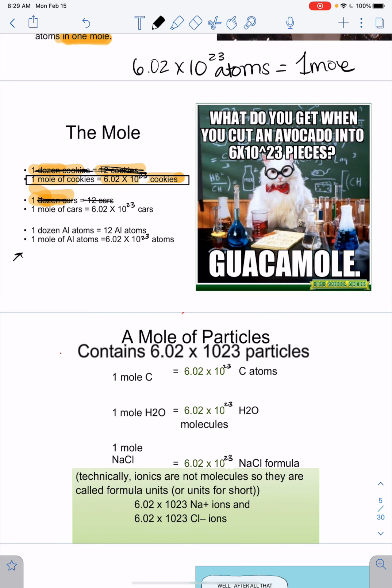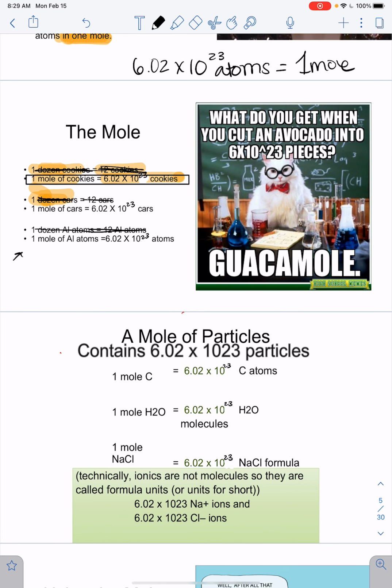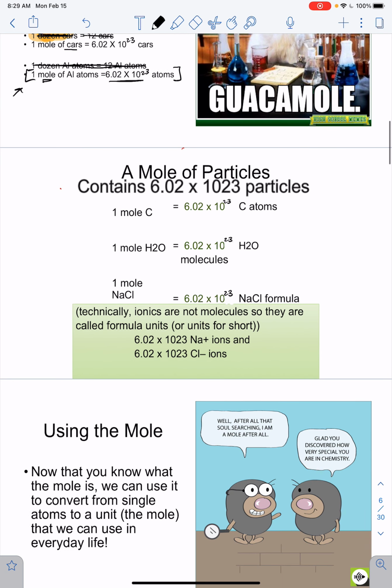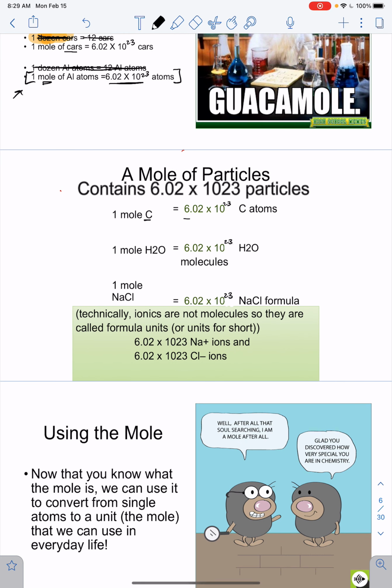So then we move into chemistry stuff. We don't care about a dozen of aluminum atoms, but that's just an example. A dozen equals 12, the same way a mole equals 6.02 times 10 to the 23rd. We were discussing everyday items like cookies and cars. Now we're getting into chemistry and discussing moles of aluminum atoms, okay? So if I have a mole of carbon, that means I have 6.02 times 10 to the 23rd carbon atoms. If I have a mole of water molecules, that means I have 6.02 times 10 to the 23rd water molecules. I hope you're getting the trend here.